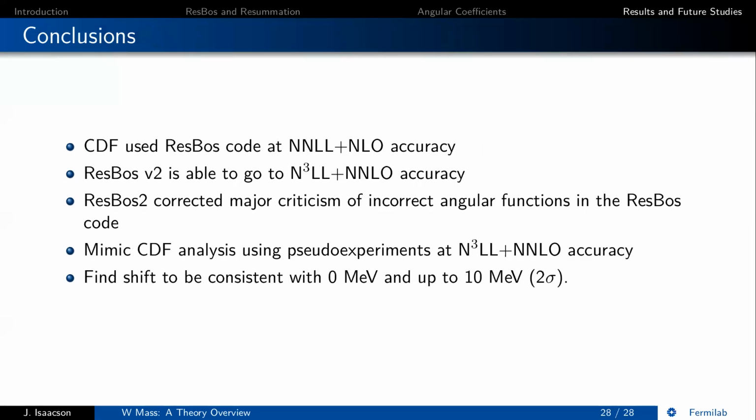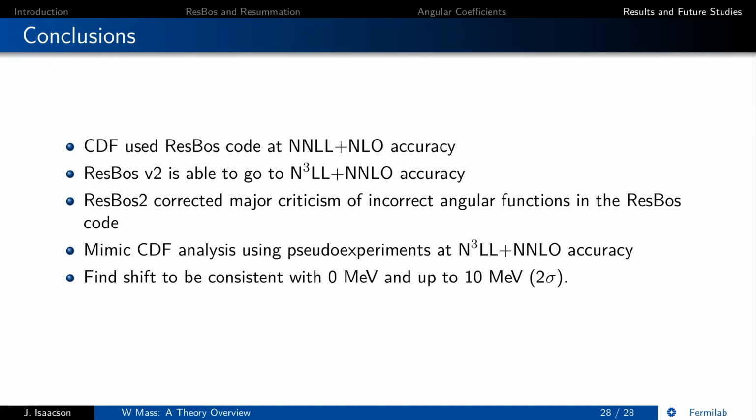And then just to bring this all together and to conclude and wrap this up, CDF used the Resmos code, which at the time when they froze the analysis back in 2011, was only able to do things at NNLL plus NLO accuracy. A lot of people criticize them for not using higher accuracy, but they froze their analysis and that was the choice they made and they stuck with it.